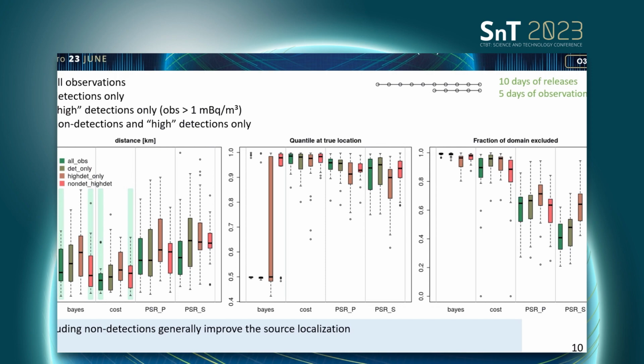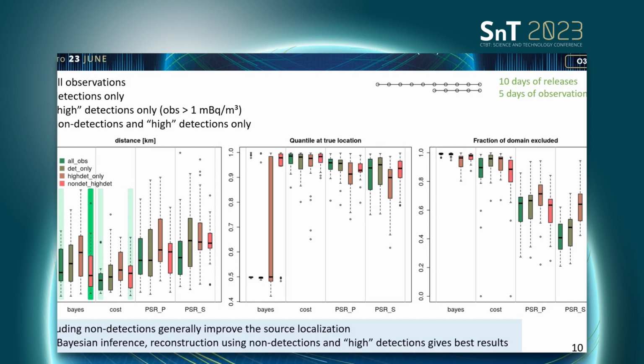So in general, if we include non-detections, we get a better source localization. And then specifically for the Bayesian inference, if we use the non-detections and high detections only, we get the best results.